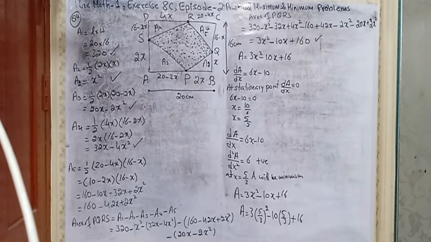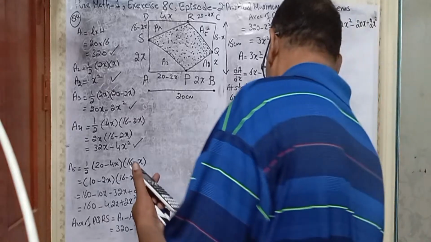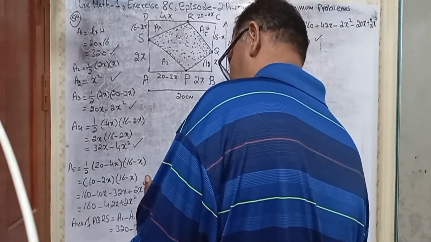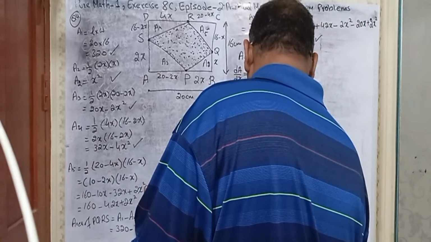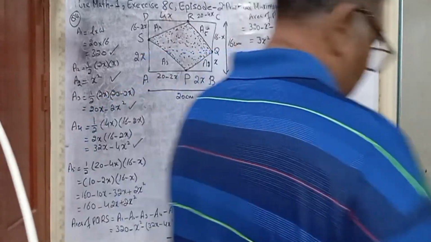Okay, so we have 3 multiplied by bracket 5 divided by 3 bracket close square, then minus 10 bracket start 5 divided by 3 bracket close, plus 16 equals, this is 7.66666. So it will be basically the minimum area, 7.67 centimeters square, you can say.